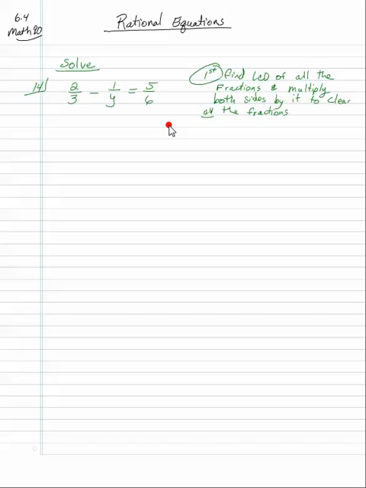A rational equation is basically any equation that contains rational expressions. We're going to use the same technique we did before for clearing fractions. You first find the LCD of all the fractions and then multiply both sides by the LCD, and that will clear all the fractions.